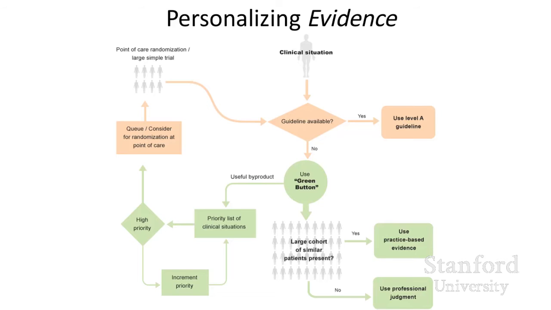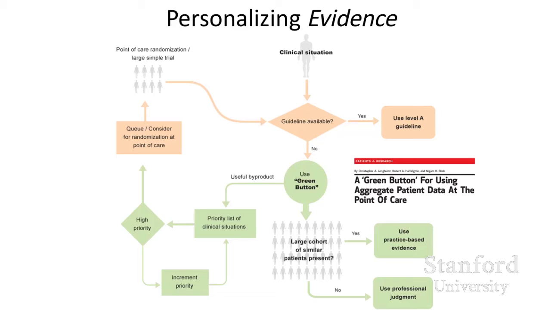The advantage is that as a byproduct of this, we get a priority list of clinical situations where there is true ambiguity. It's a data-driven way to figure out in what situations we do not know what to do. And these are the things you can then prioritize for randomization at the point of care or do a future study to figure it out. And so we outlined this idea in a paper called a green button for using aggregate patient data at the point of care, and that's why the previous URL is greenbutton.stanford.edu.